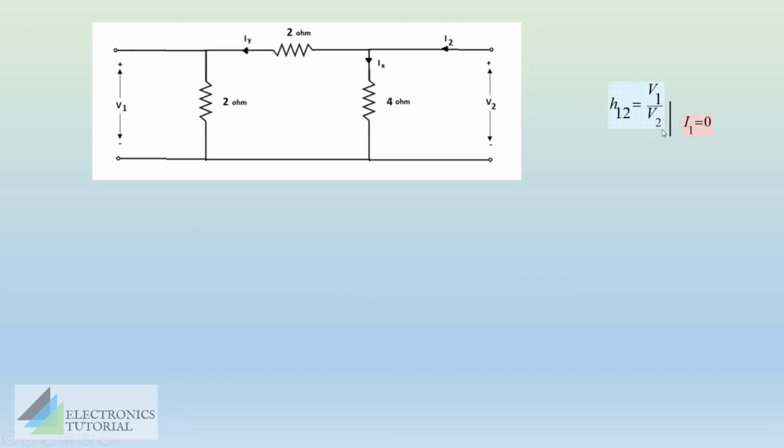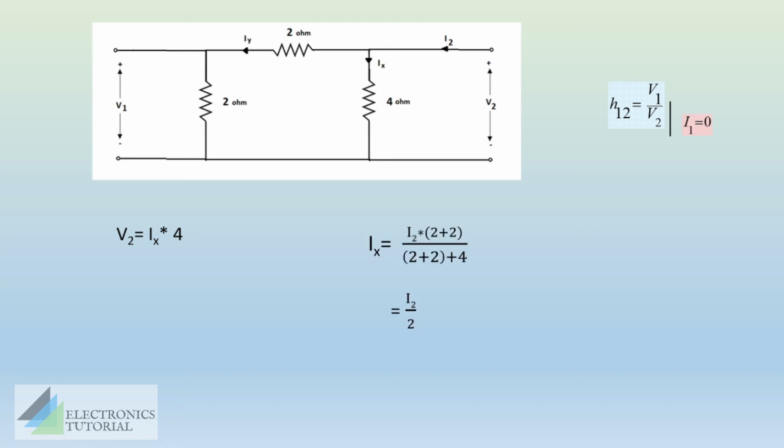Now we'll try to get a relation for V2. V2 is the voltage at the output port. It can also be defined as the potential across the 4 ohm resistor because this 4 ohm is just parallel to V2. So we can write V2 is equal to I into R. Current through 4 ohm is defined as Ix. Ix into 4. Ix can be defined using the current division rule.